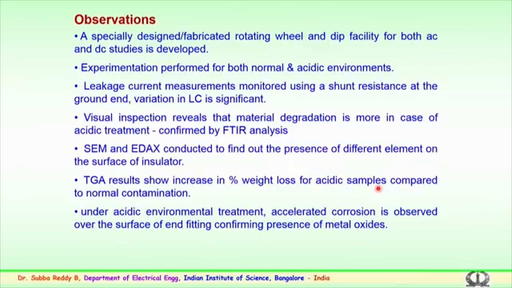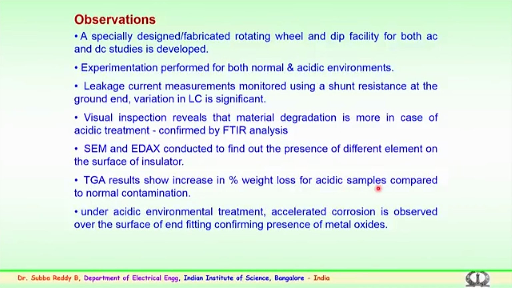Regarding observations for both AC and DC with the rotating wheel arrangements, a specially designed and fabricated rotating wheel or dip facility for both AC and DC studies was developed in the laboratory. This was a very difficult task and required a lot of effort to make the arrangement work as per the standards, adjusting the timers and the sensors to the required level. Performing the experiment is a very important and effortful task. Experiments were performed for both conditions: as per the standard or normal specified contaminant conditions, and also the effect of acidic rain environmental conditions.